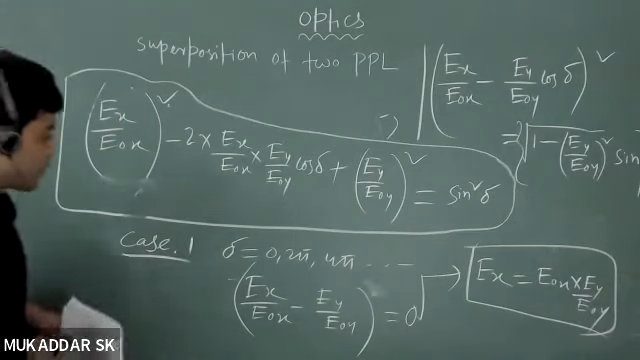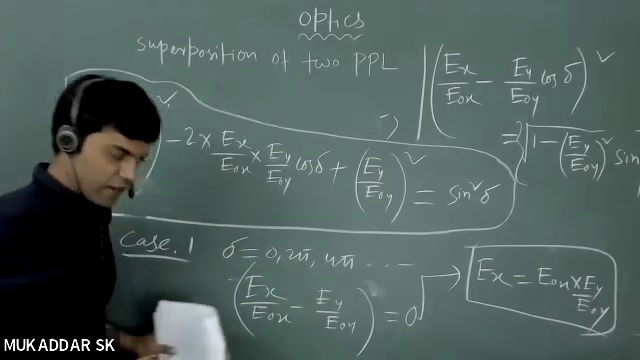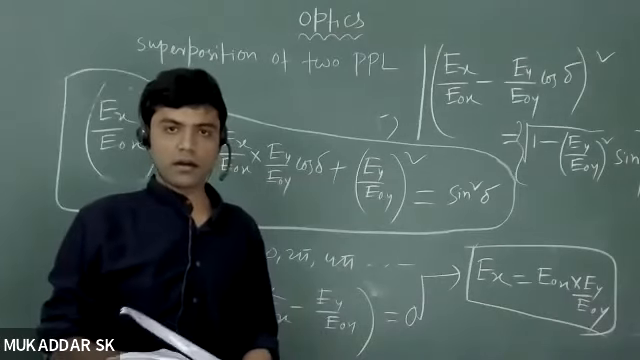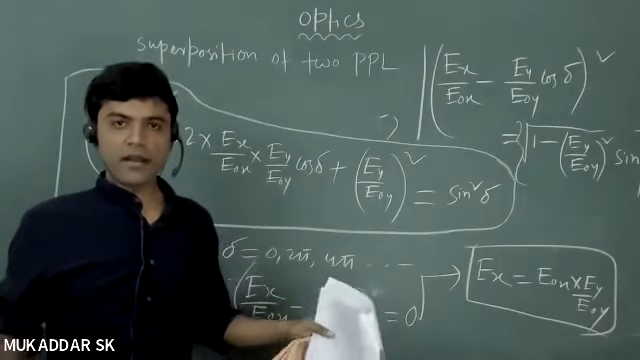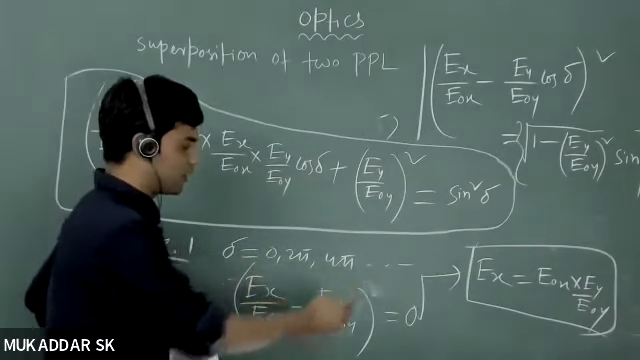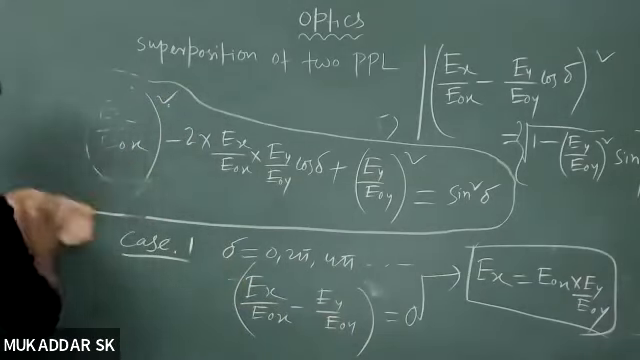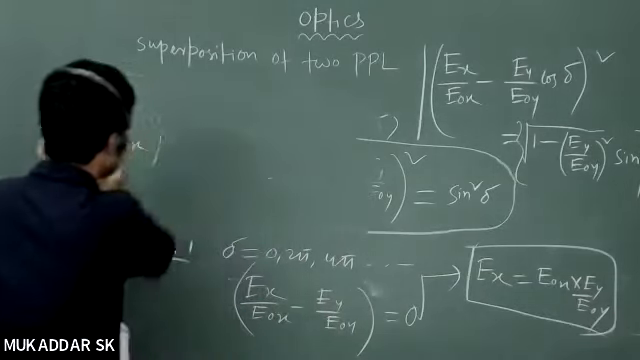So if the phase difference between the two rays is 0, 2 pi, 4 pi, then what kind of polarization will you get for the emerging ray? If the emerging rays are superimposing and they have a phase difference like 0, 2 pi, 4 pi, then you will get linearly polarized light. But what is the interesting thing here? Can you please tell me, anyone?